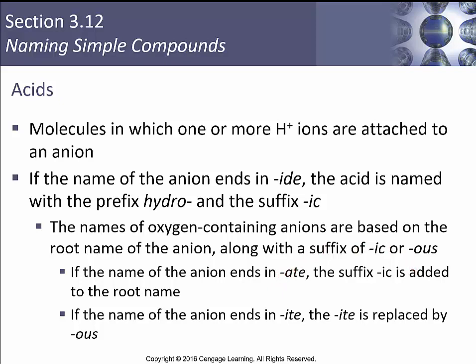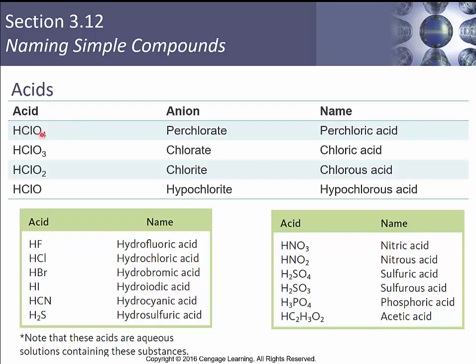Let's look at some of these examples. HClO4, you've got perchlorate as the anion, which means you get perchloric acid. HClO3, one less oxygen, is chlorate, becomes chloric acid. HClO2, chlorite, becomes chlorous acid. HClO, hypochlorite, becomes hypochlorous acid. These here: hydrofluoric, hydrochloric, hydrobromic, hydroiodic, hydrocyanic, with a CN minus, and hydrosulfuric acid, not to be confused with plain old sulfuric acid, or sulfurous acid, or phosphoric acid, or acetic acid.